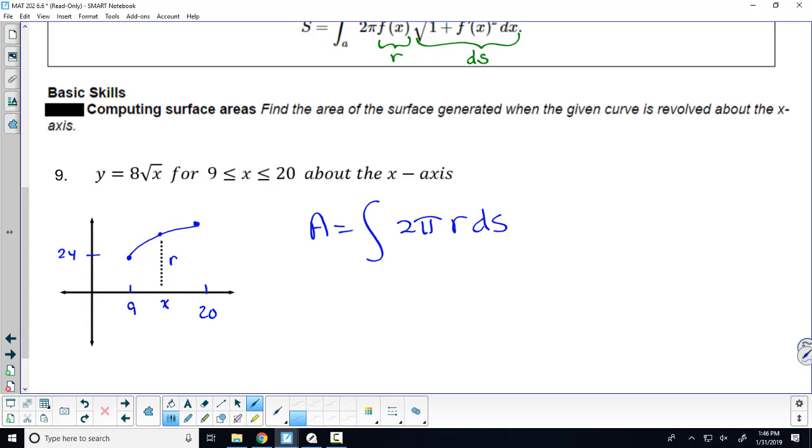Now, the limits are 9 and 20 with respect to x. So it's not correct to do this. That's not correct, because it's not s equals 9 and s equals 20, which is what this implies.